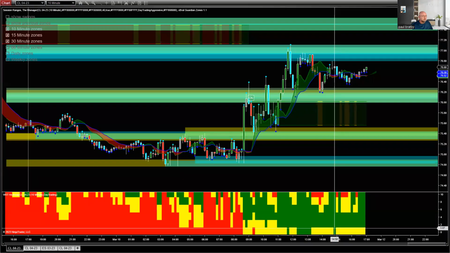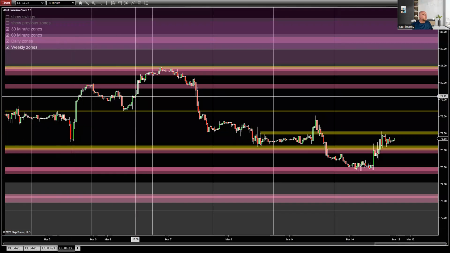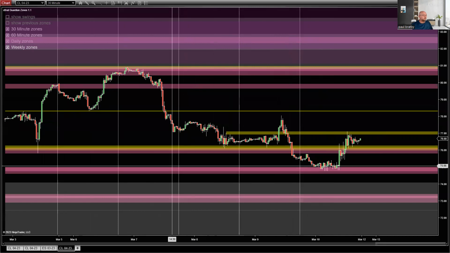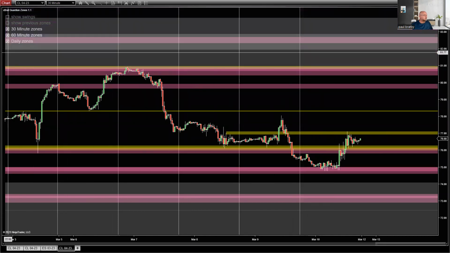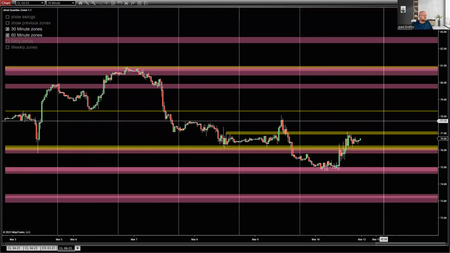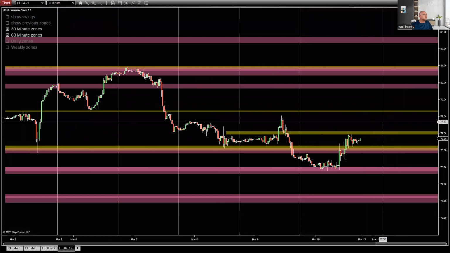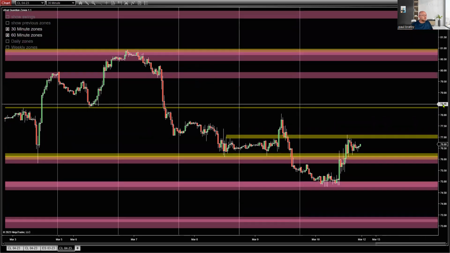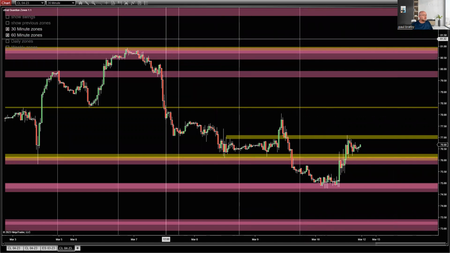Okay, let me just reduce that. Is it there? Yeah. Any more questions, guys? This is important. You need to understand where those zones are. You need to understand how to use them and not get confused. It is not rocket science.